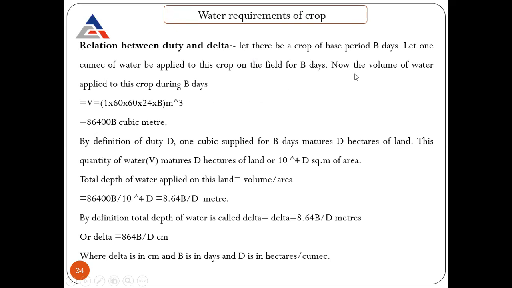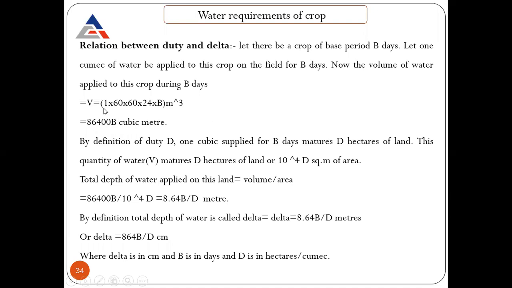So there is a crop of base period, which we assume is B days. B means base days required. Let 1 cubic of water be applied to the crop on the field for B days. Take 120 for B days, whatever. Just for a base period, we supply continuous water of 1 cubic into the field. Calculate the volume which we require, which needs to be applied in the field for B days.